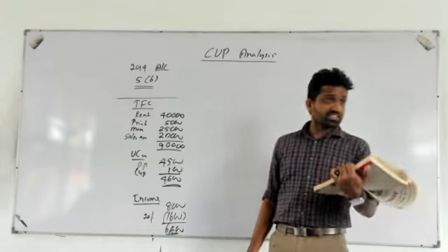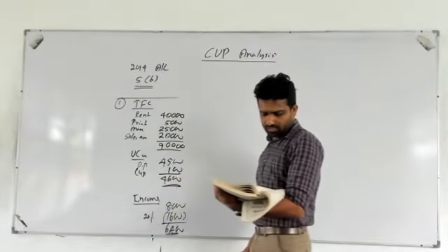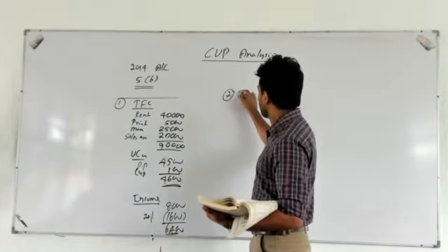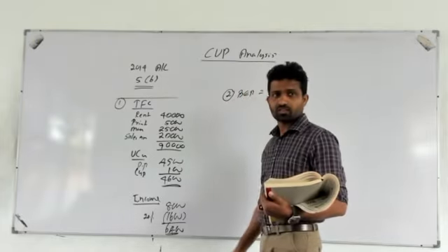Total fixed cost of the activity. Answer to the first question: the units to be sold to cover the total cost. That is nothing but the break-even point. Fixed cost divided by contribution, right?